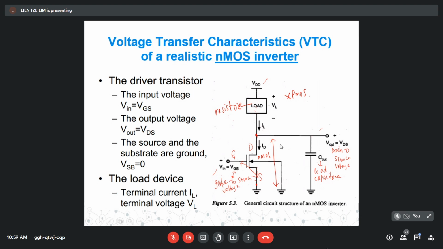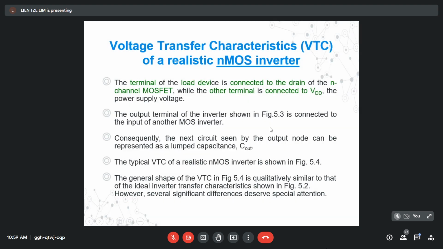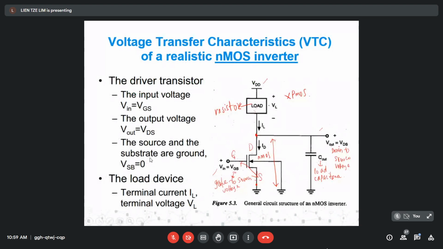And then there is another voltage, which we call VSB. This VSB is the source to substrate voltage. I change the color so I don't confuse you. You see this line with the arrow here, this is VSB equals 0.